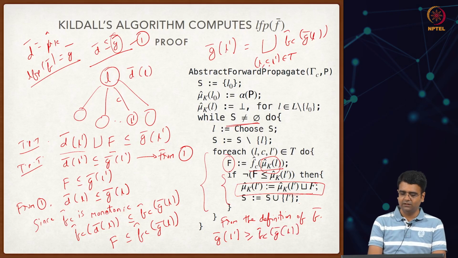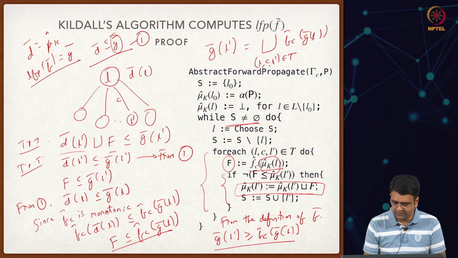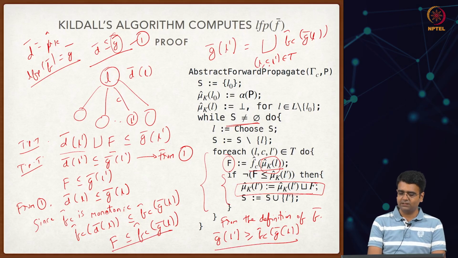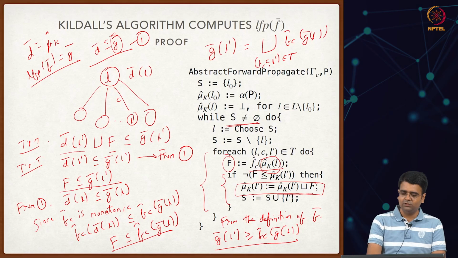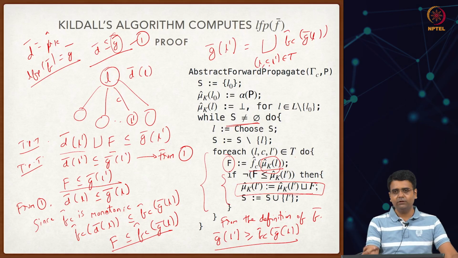Okay. So now if you combine these two things, we have the fact that g bar of L prime is greater than or equal to f at C of g bar of L, and f at C of g bar of L is greater than or equal to f. So therefore g bar of L prime is greater than or equal to f, which is what we wanted to show. So this finishes the proof, that essentially we have shown that the new value of mu hat k at the location L prime is also less than or equal to LFP of f bar, which means that this mu hat k less than or equal to LFP of f bar is actually a loop invariant.